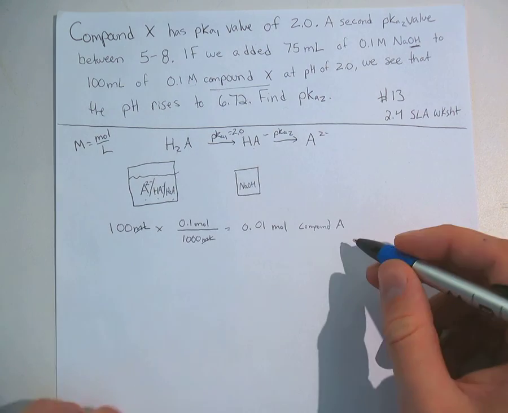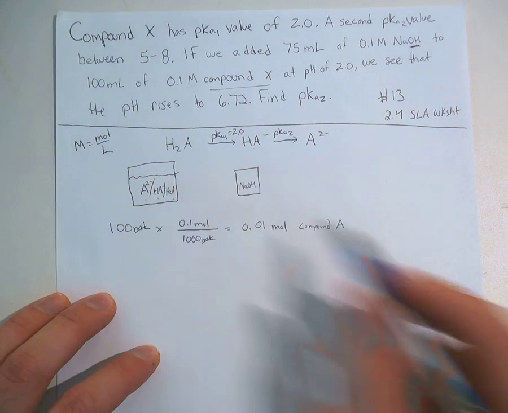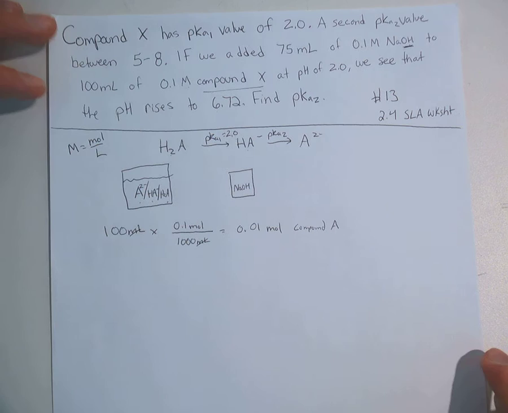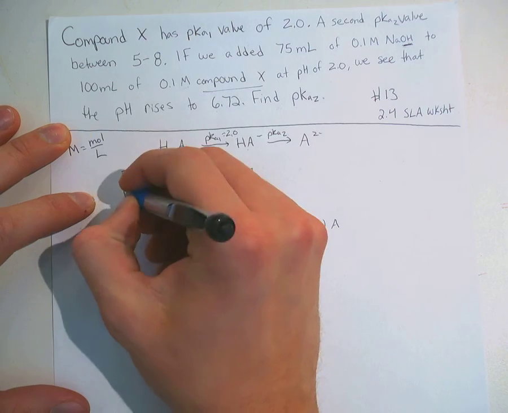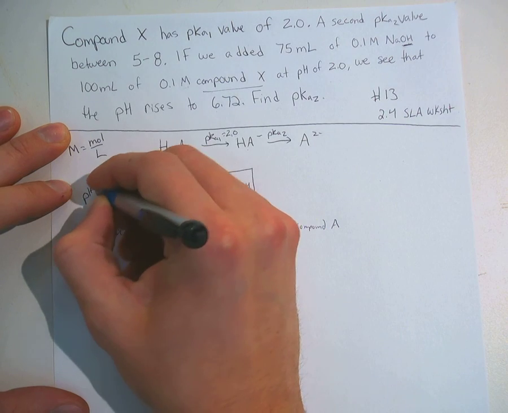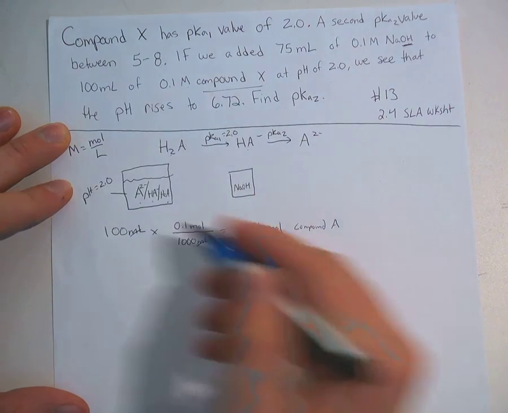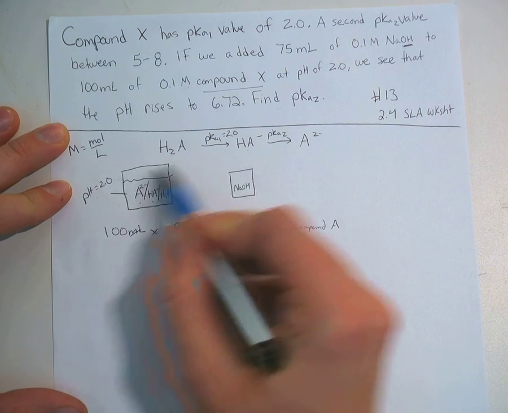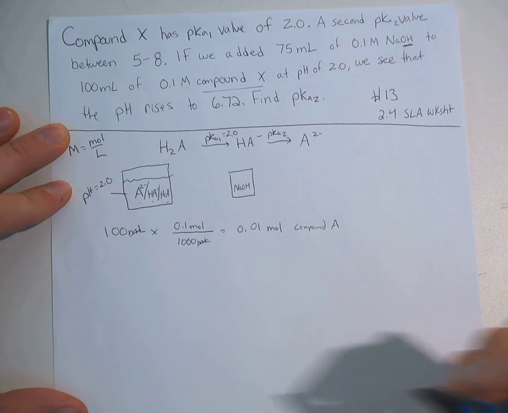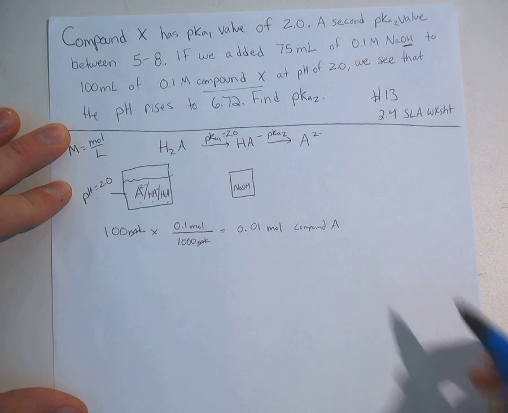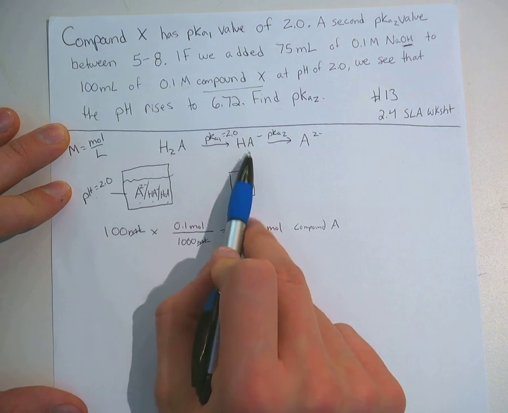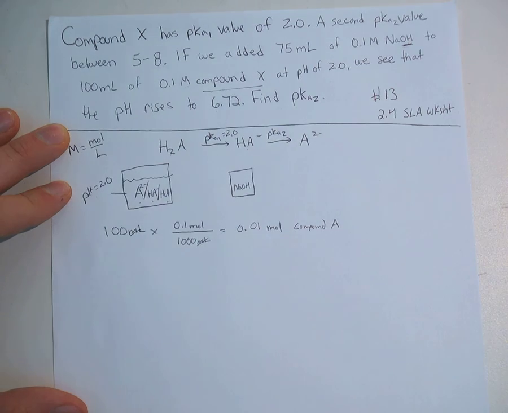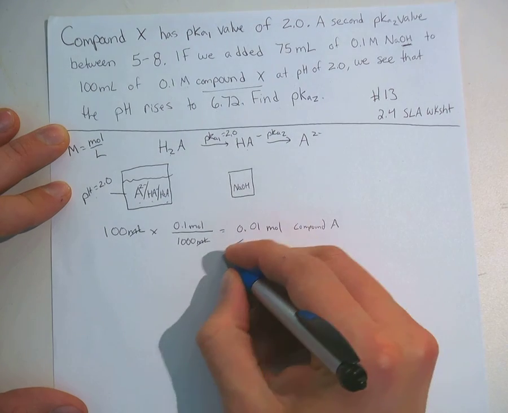Okay, but now still I don't know how much is in the ionized and unionized form. So in order to figure that out, I realize the problem tells me before I've added anything, this is sitting here at a pH equal to 2.0. If you realize that pH is equal to my pKa, we know that when pH is equal to pKa, my amount of conjugate acid is equal to my conjugate base. It's 50-50. So that tells me I can split this up 50-50.